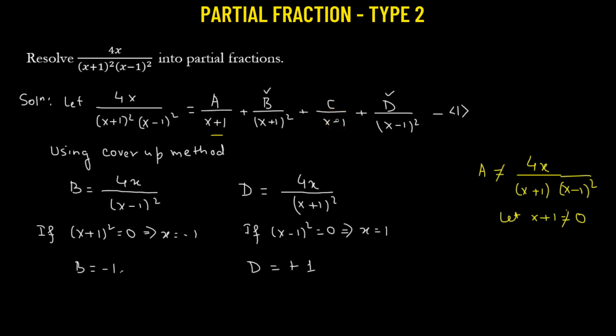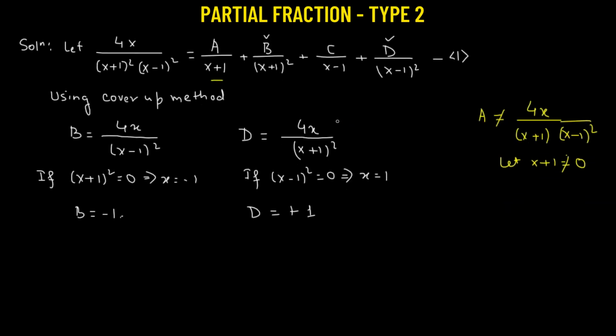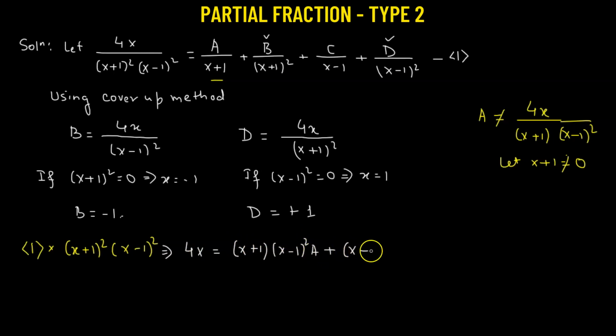So we have to go to another method to find A and C. We consider equation number 1 and multiply it by the denominator, which is (x plus 1) whole squared times (x minus 1) whole squared, such that we have 4x on the left hand side. On the right hand side we have (x plus 1) times (x minus 1) whole squared times A. Then our B term will be (x minus 1) whole squared times B. The C term will be (x plus 1) whole squared multiplied by (x minus 1) times C, and the D term will be (x plus 1) whole squared multiplied by D. Let's label this as equation number 2.